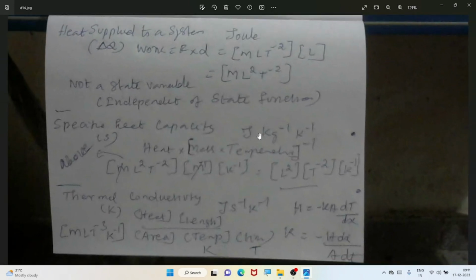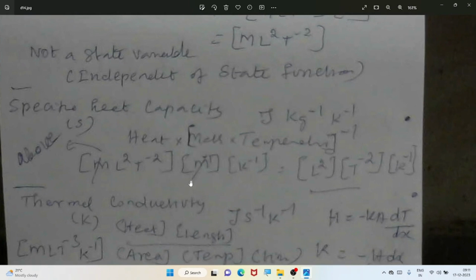Heat supplied to the system. Heat supplied is nothing but work, force into distance. The heat supplied to the system is not a state variable, it is independent of the state.